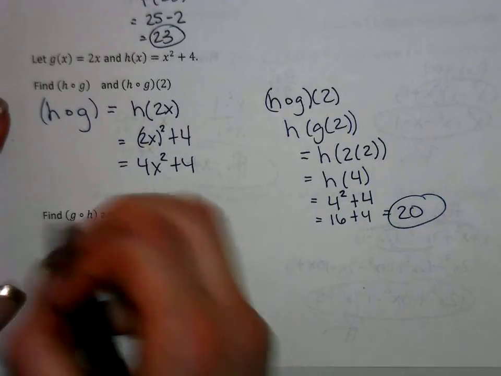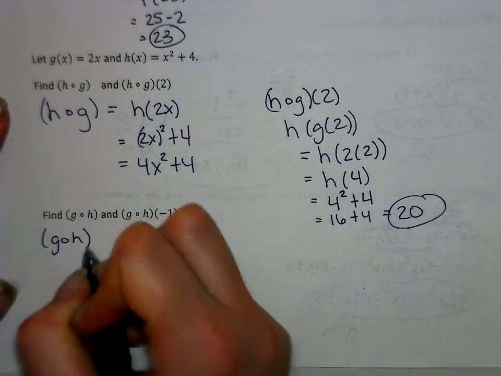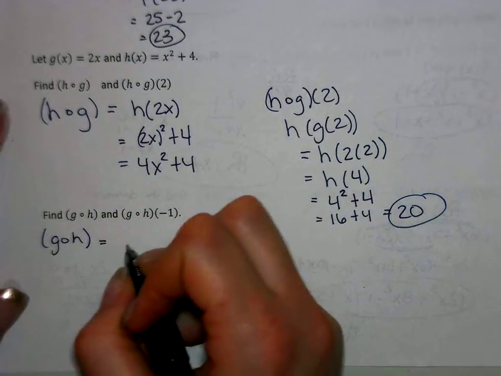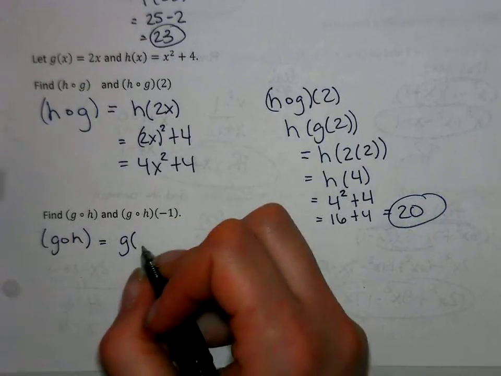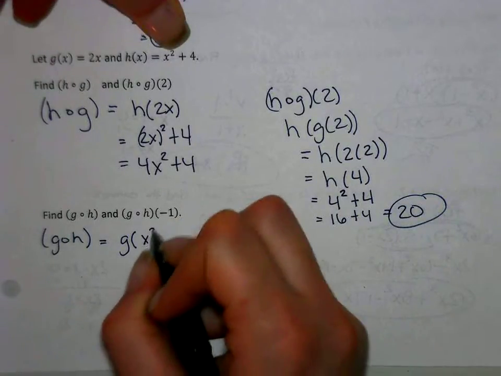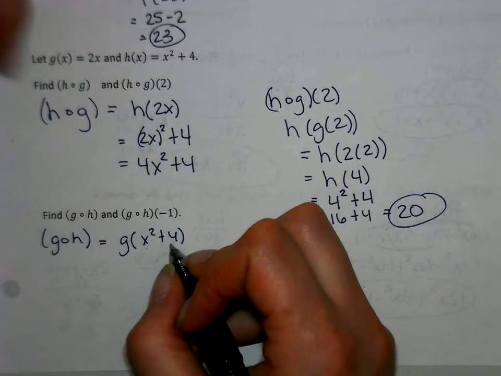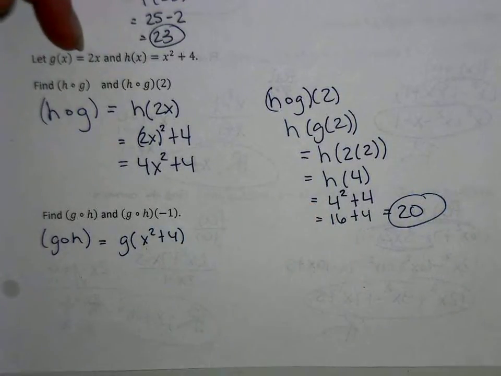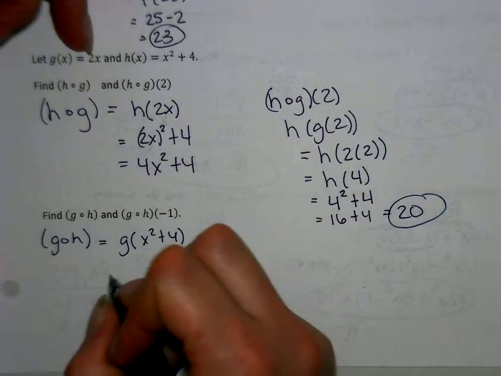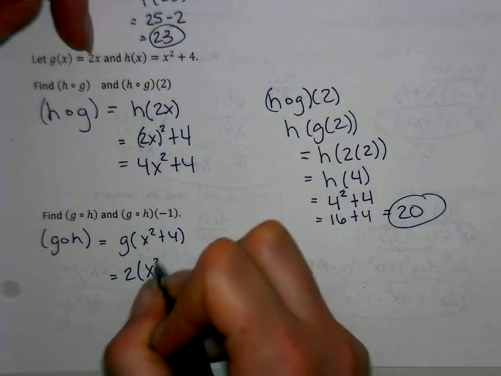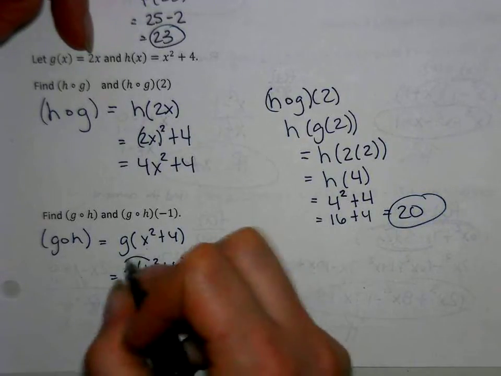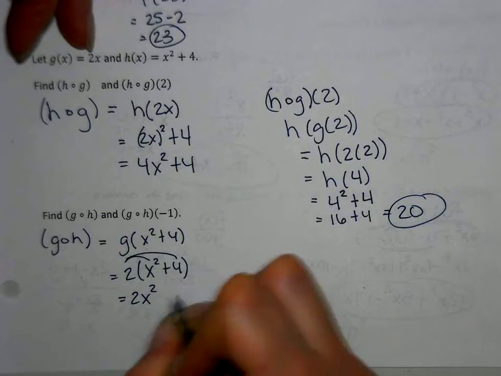So last one, so we have g of h. So h is our x squared plus 4. So instead of our x in our g, we're replacing it with x squared plus 4. Distribute. So we have 2x squared plus 8.